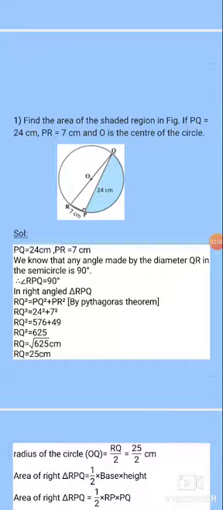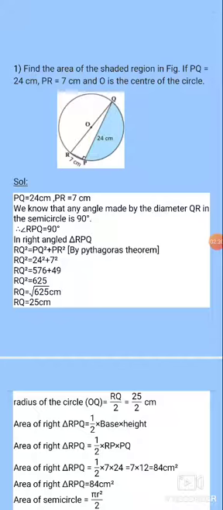Now first, the area of the right angle triangle RPQ is equal to half into base into height. So what is the base here? RP, into height, the perpendicular height PQ. So half into 7 into 24. So 24 and 2 are cancelled, we get 12. So 7 into 12 is equal to 84 centimeter square.